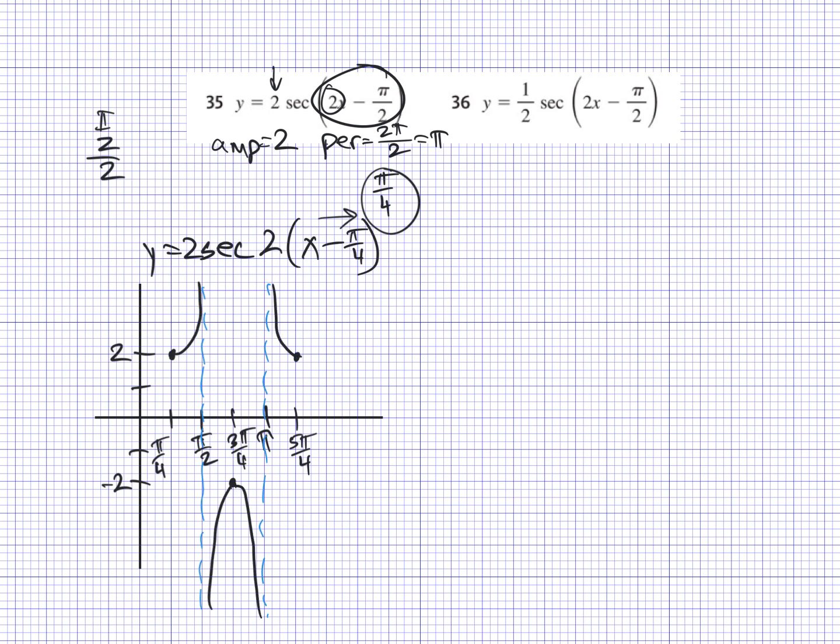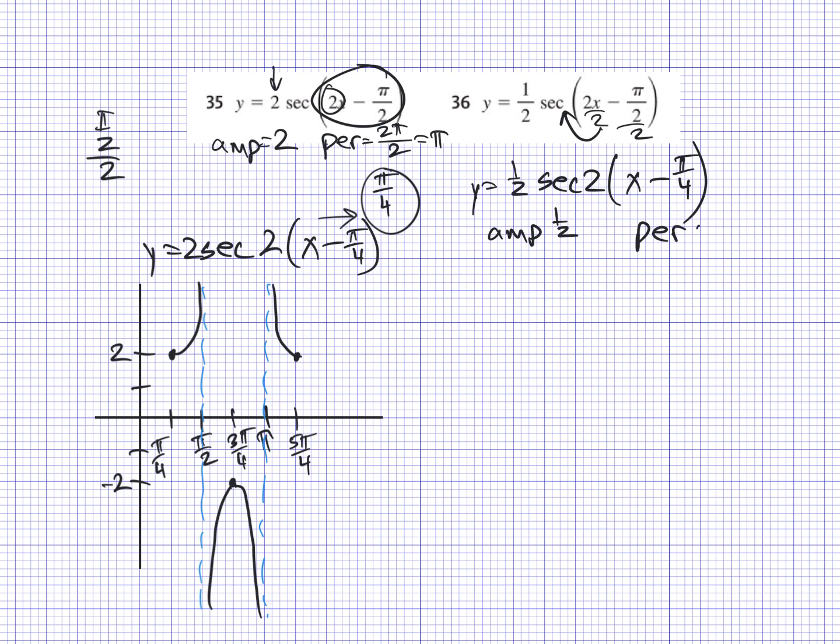Very simple. Okay, now 36. Let's divide out of 2. So we have y equals 1/2 secant of 2 times x minus pi over 2 divided by 2 is pi over 2 times 1/2, or pi over 4 again. So our amplitude is 1/2. So this is going to be very close to the x-axis.